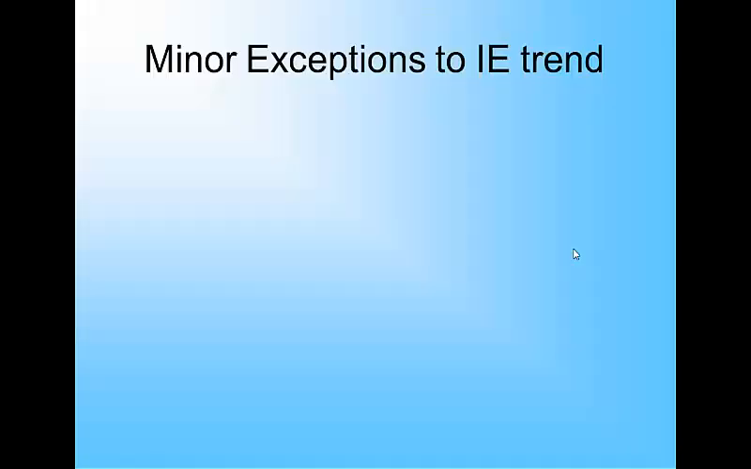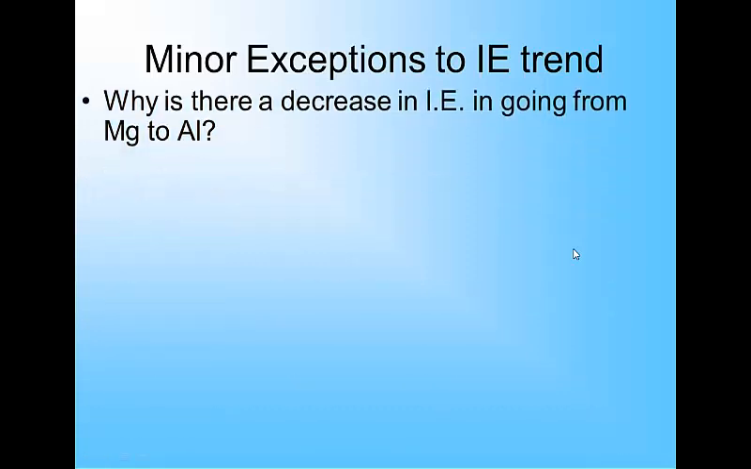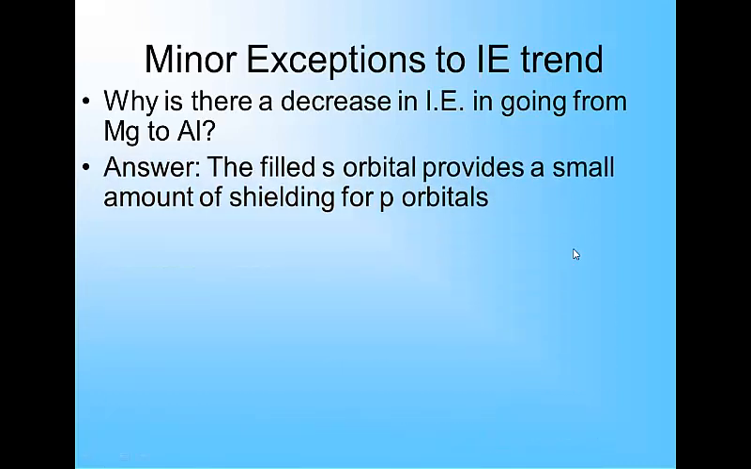Alright, a couple of minor exceptions to the ionization energy trend. The trend for ionization energy is it increases going across the table. And most of these exceptions are usually going across the periodic table. But there's a little bit of a dip going from magnesium to aluminum. Why? Well, magnesium is filled. That's the 3s. It gets filled.